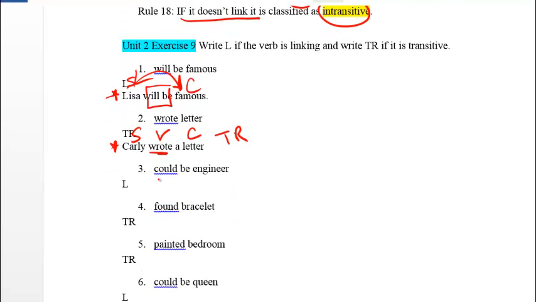Because she's performing an act, it's transitive. Let's take another one. Let's say Mary could be an engineer. Mary would be the subject. Could be is the predicate. An engineer is the complement. It answers what? Now, in that sentence, Mary could be an engineer. Is Mary performing an act? She isn't. Engineer, the complement, is just referring back to Mary.